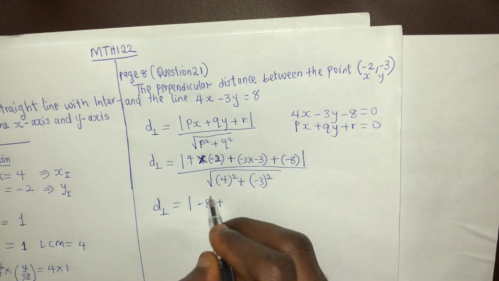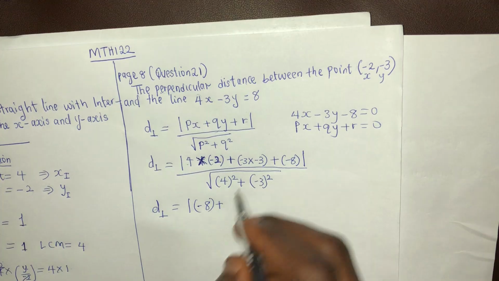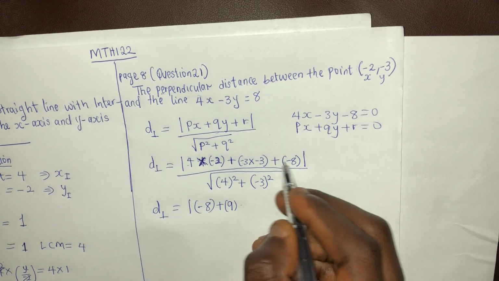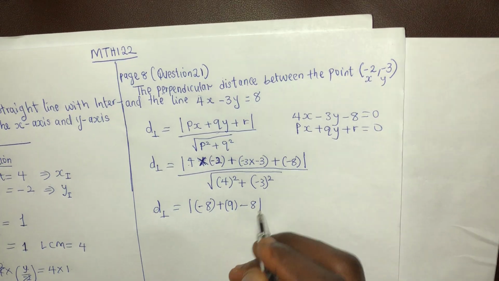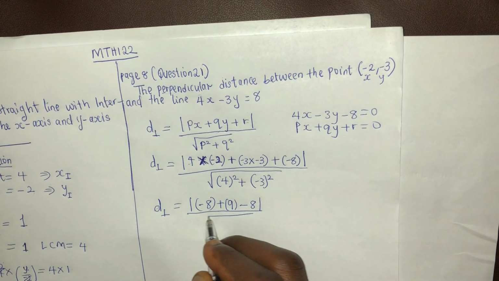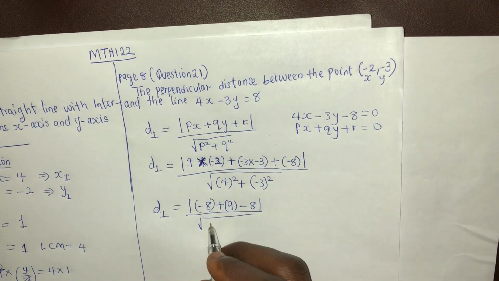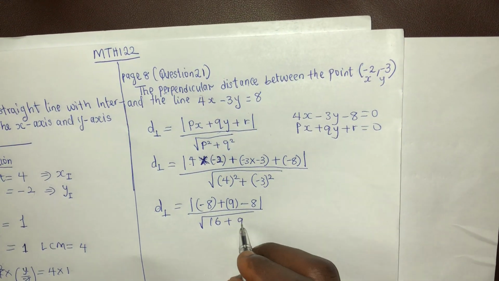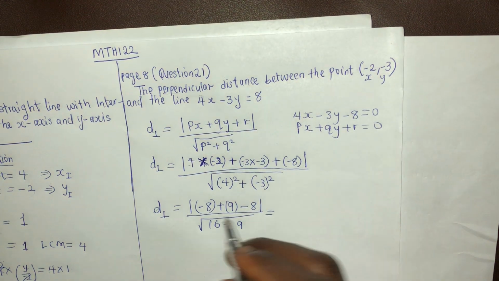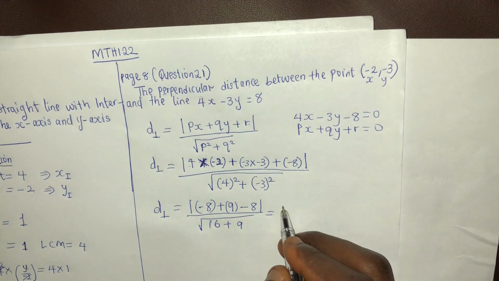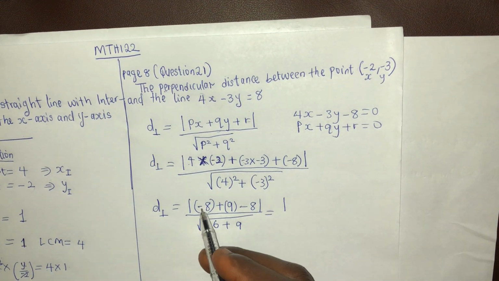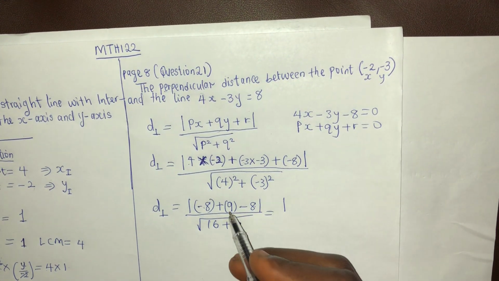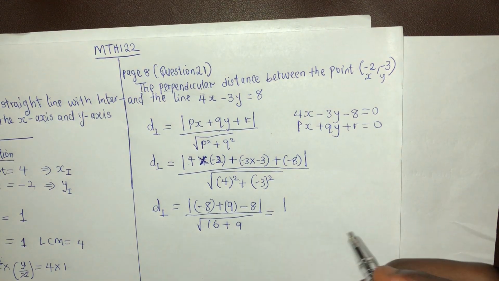plus minus 3 times minus 3, what is that? Plus 9. Then plus minus is minus, so minus 8, all over the square root of 16, because 4 squared is 16, plus minus 3 squared is 9. So in that case, we have an absolute value of minus 8, minus 8 is minus 16.